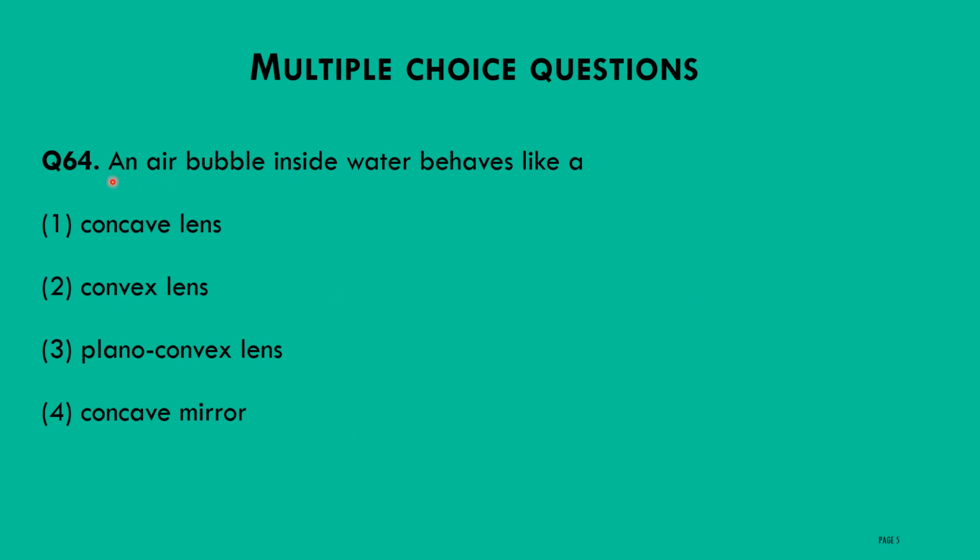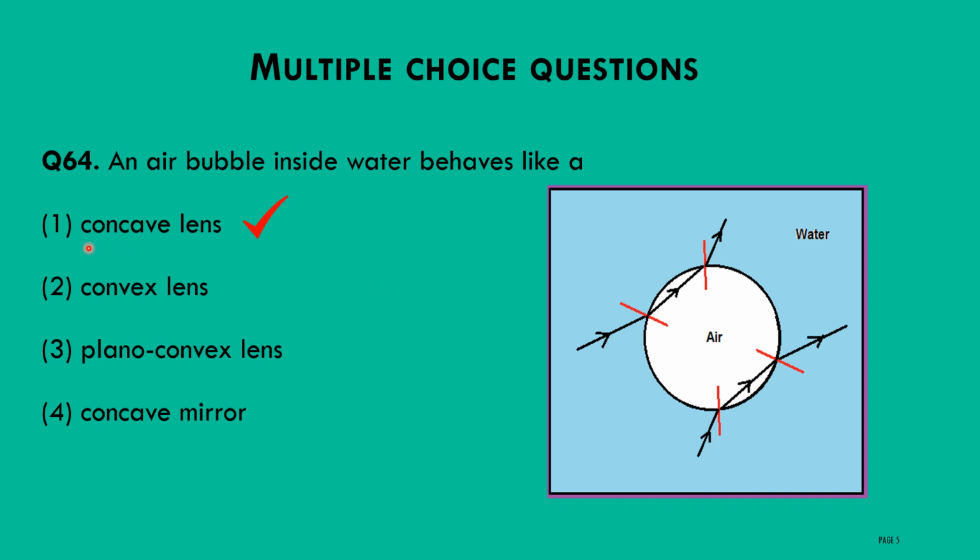Question number 64. An air bubble inside water behaves like: first option concave lens, second option convex lens, third option plano-convex lens, fourth option concave mirror. Let us see which is the correct answer. The correct answer is concave lens.